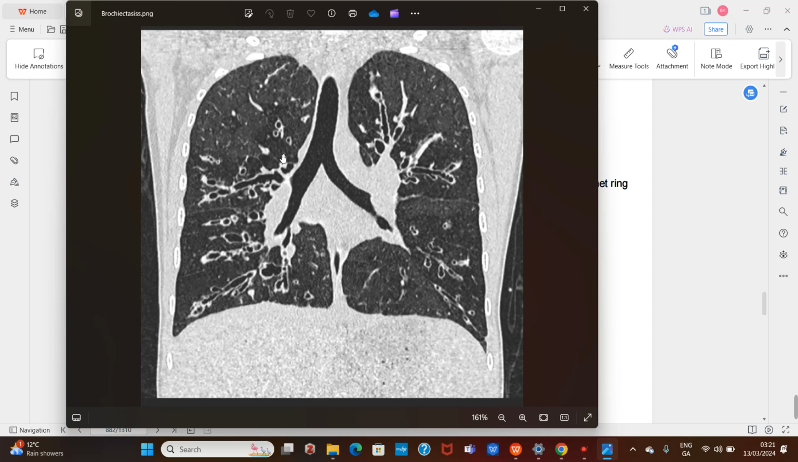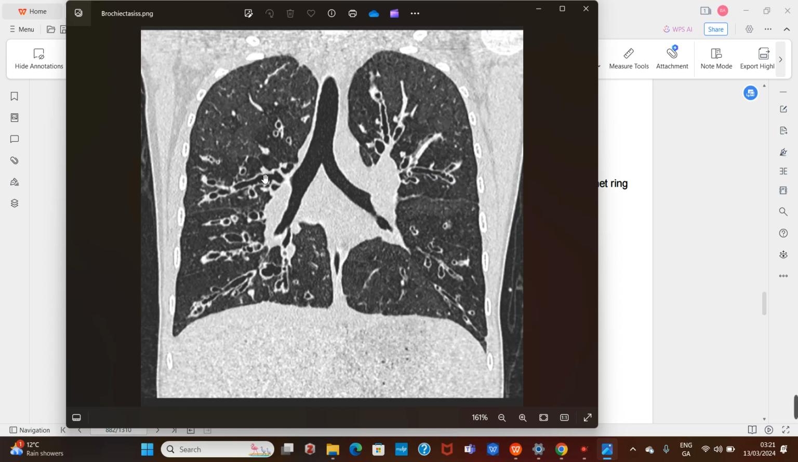So this is what we call the signet ring sign. It looks like a signet ring in which you have the diameter of the bronchial wall being bigger than that of the surrounding vessel. Ideally, they should be equal when there's normalcy and there's no bronchiectasis. Another thing you notice is that there's failure of distal tapering of the bronchi.